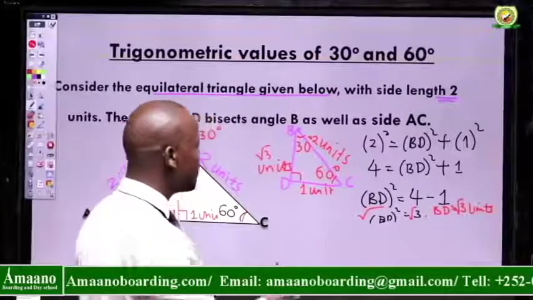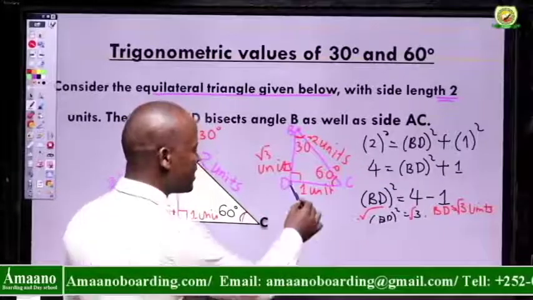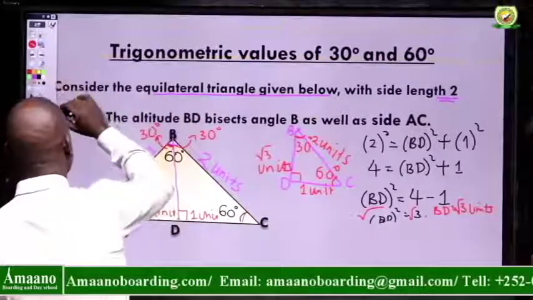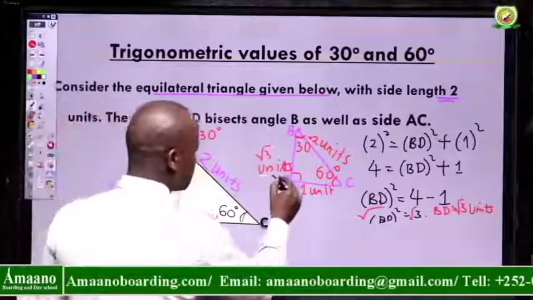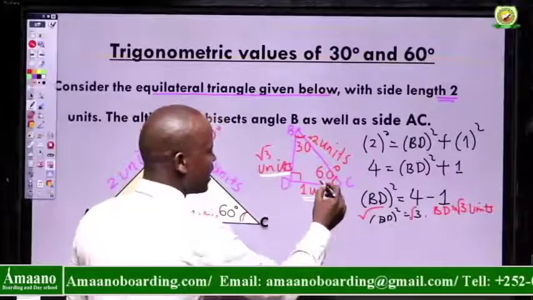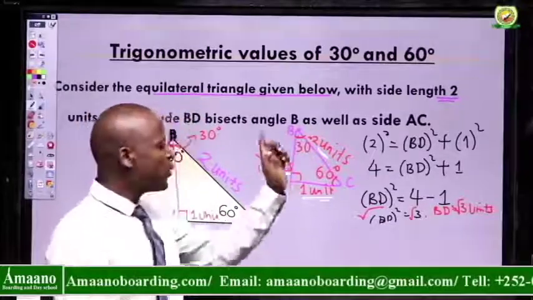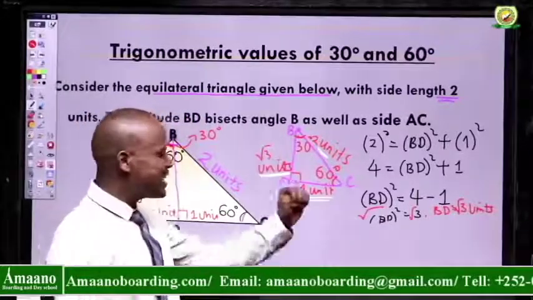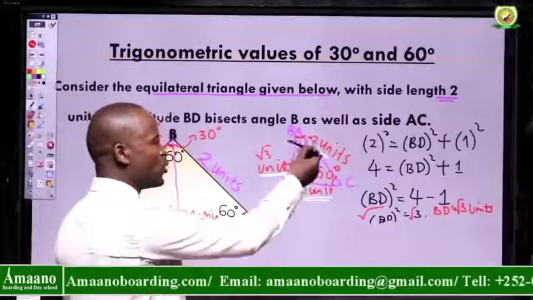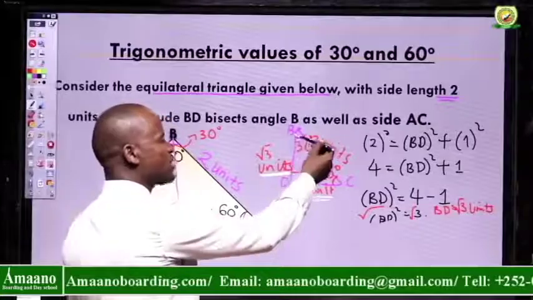Now after having this one, here we have a 30 degrees angle, here we have a 60 degrees angle, and the side lengths of all three sides of this right angled triangle are given. Here BD is the square root of 3 units, DC is 1 unit, and BC is 2 units. After this, identify which side is opposite to angle C, which side is adjacent to angle C, and the hypotenuse, which is the longest side. And again, which side is adjacent to the angle 30 degrees, and which side is opposite to this one.